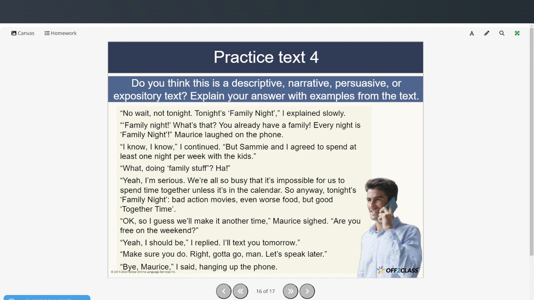And the next text, again, is this descriptive, narrative, persuasive, or expository.